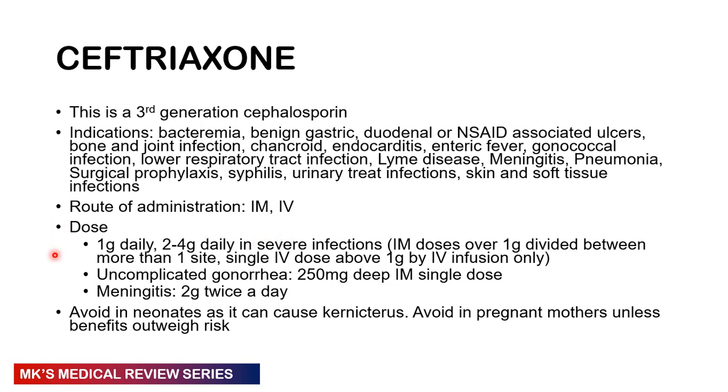So our usual dose is about 1 gram daily, once a day, or 2 to 4 grams daily in severe infections. So if you're giving over 1 gram as a single dose, you should divide that between more than one site. For example, if you're using the deltoid, you use the deltoid and another site. Then, of course, a single IV dose above 1 gram must be given by IV infusion. For uncomplicated gonorrhea, you can actually give a deep intramuscular injection as a single dose, 250 milligrams, and that's it.